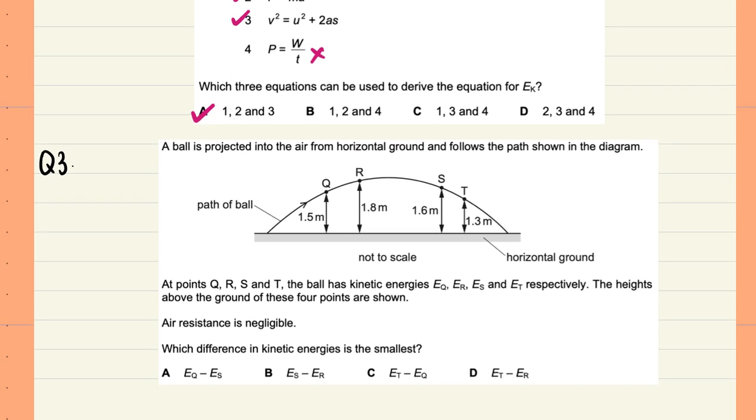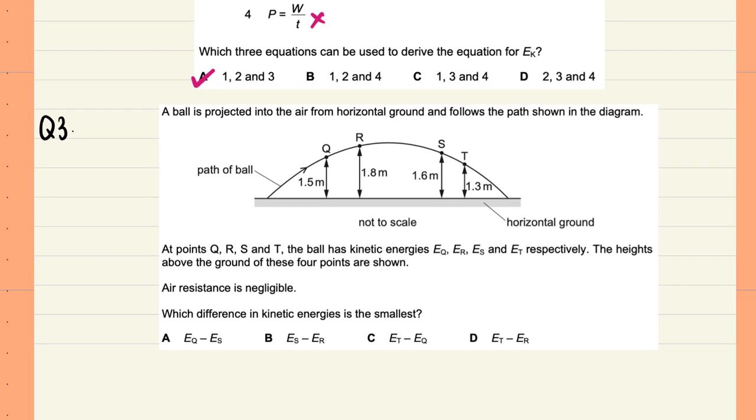Question 3 seems like a tricky question, but it's not really. A ball is projected into the air from horizontal ground and follows the path shown in the diagram. At points Q, R, S, T, ball has such and such kinetic energies. Heights of all of these 4 points are shown. Air resistance is negligible. Which difference in kinetic energies is the smallest?